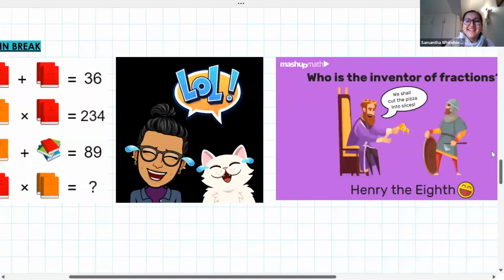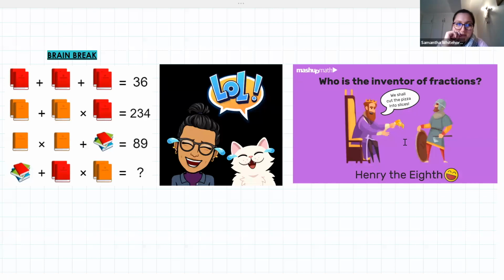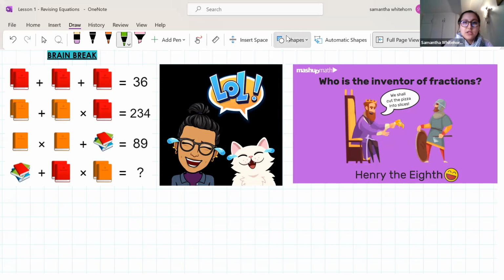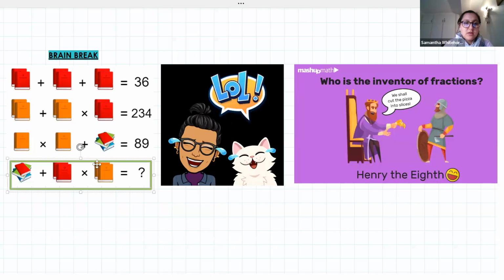Okay, brain break, back on your screens. Be careful of where there's 2 books and where there's 1. Let's see what we get. Remember, guys, it's like solving an equation. So think of all of the rules that we've learned for solving equations. You can apply them to this, and you can get your answer for that last block over there.